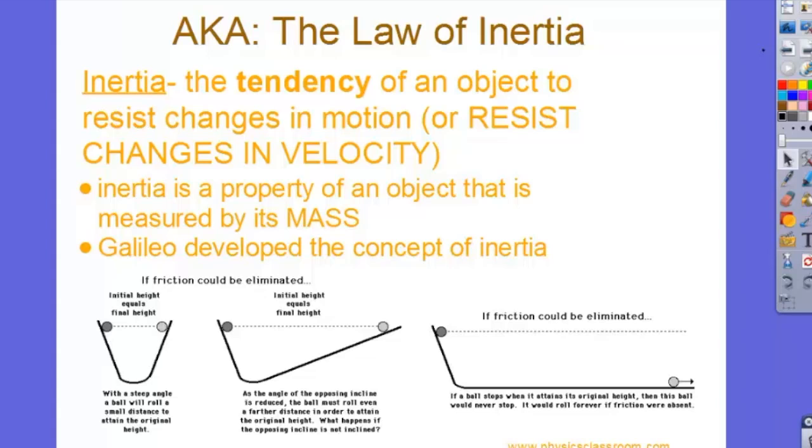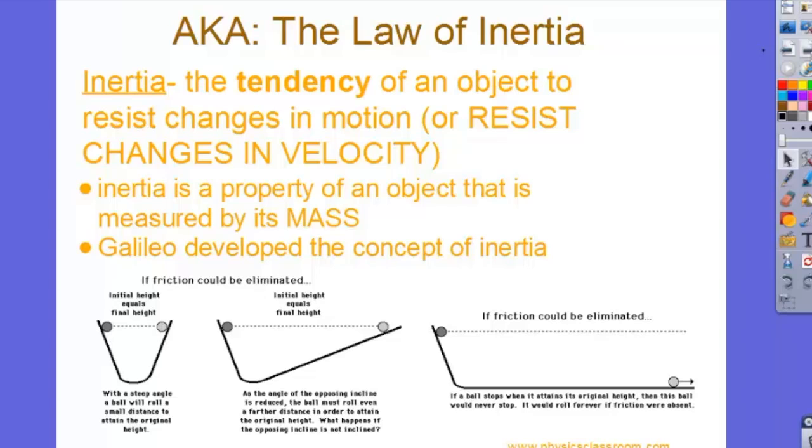It's just a property of an object that is measured simply by its mass. Now, it wasn't Newton, because these are Newton's three laws of motion, if I didn't say that before. It was Galileo who developed the concept of inertia, but it was Newton that sort of added to it. And Galileo simply said that if friction could be eliminated, you could take a ball and roll it in a small distance, like a U shape, and it would attain its original height. Even if you change the U shape to stretch it out, it would again attain its original height. So he said if friction could be eliminated, when you drop that ball or roll that ball down the incline, it's never going to stop rolling.